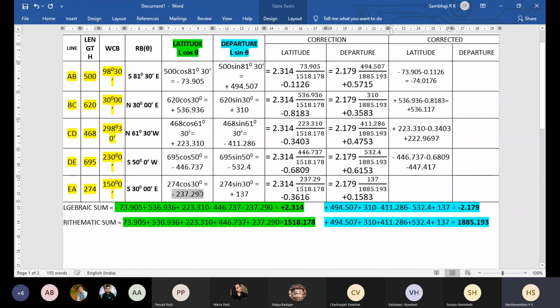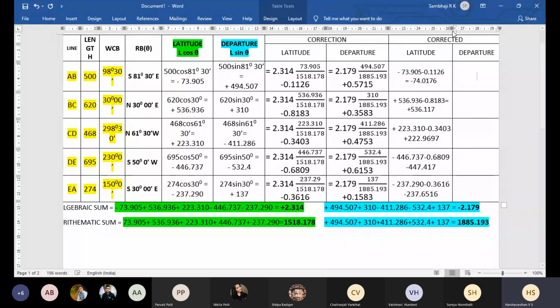The last line, minus 237 latitude and corresponding correction is minus 0.6516. Answer is minus 237.6516, sir.